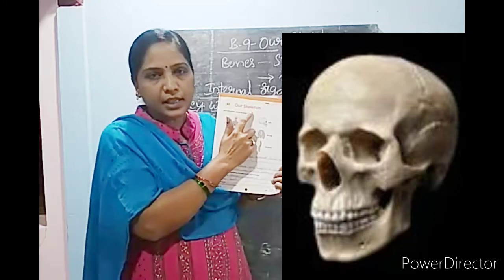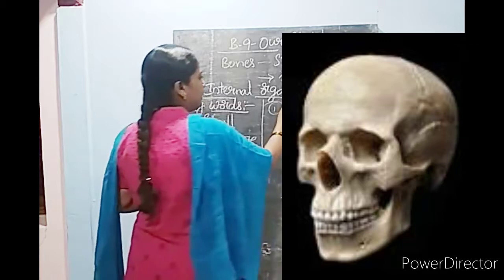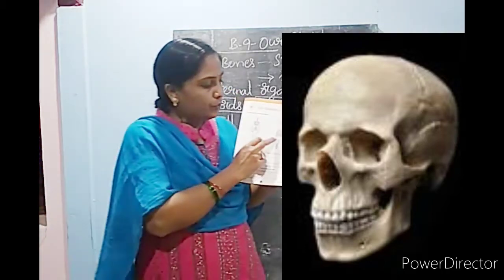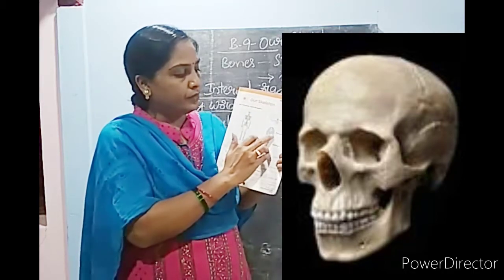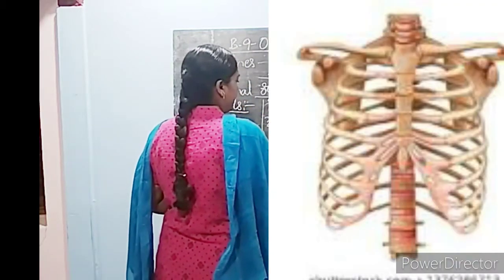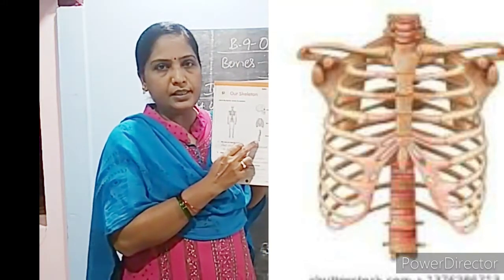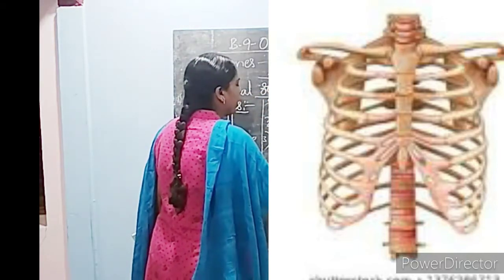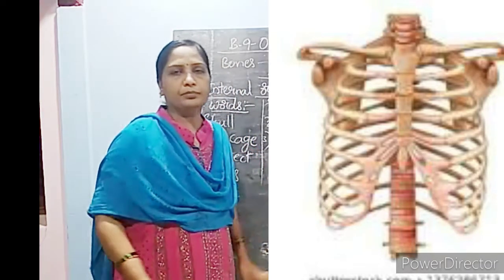Skull belongs to our skeleton system. So what is the first part belonging to the skeleton system? Your skull. And what is the next part given in the skeleton system? That is rib cage. The second part in the skeleton system is rib cage. And what is the third part in the skeleton system? That is backbone. These are the different parts present in our skeleton system.